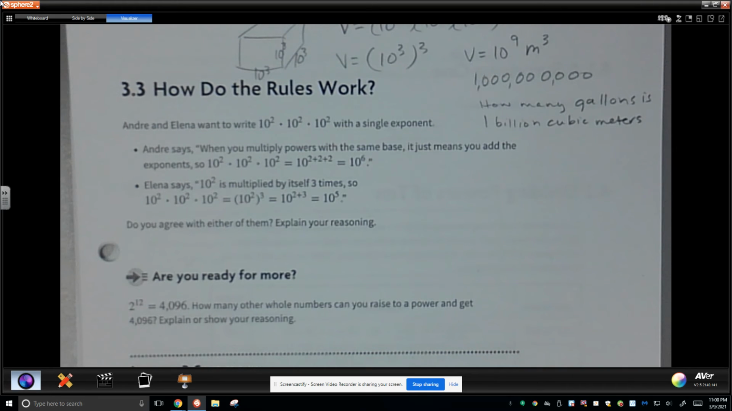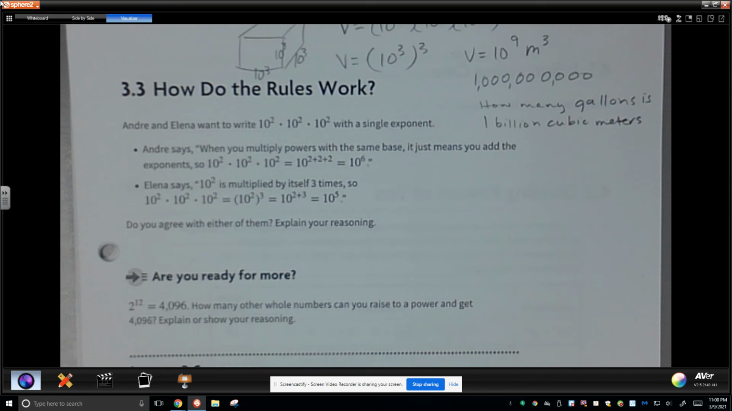Elena says 10 to the second power is multiplied by itself 3 times. So 10 to the second power times 10 to the second power times 10 to the second power could also be written as 10 to the second power raised to the third power. And then we're going to go ahead and add those two exponents together, making it 10 to the fifth power. Do you agree with either of them? Remember, you could agree with Andre, you could agree with Elena, you could agree with both, or you can agree with neither. I want you to take a minute and tell me what you think.